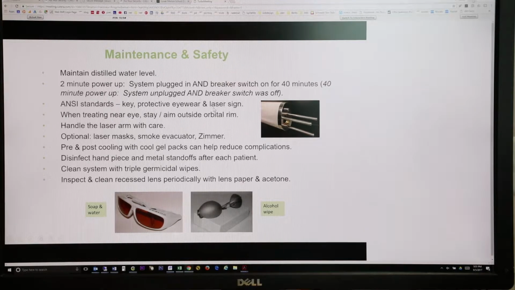And since we use this on the face, make sure you use the proper eyewear. Hey, one second, question. Laser mask. Yes, of course. Regarding the warm-up, in what position do we leave it overnight?